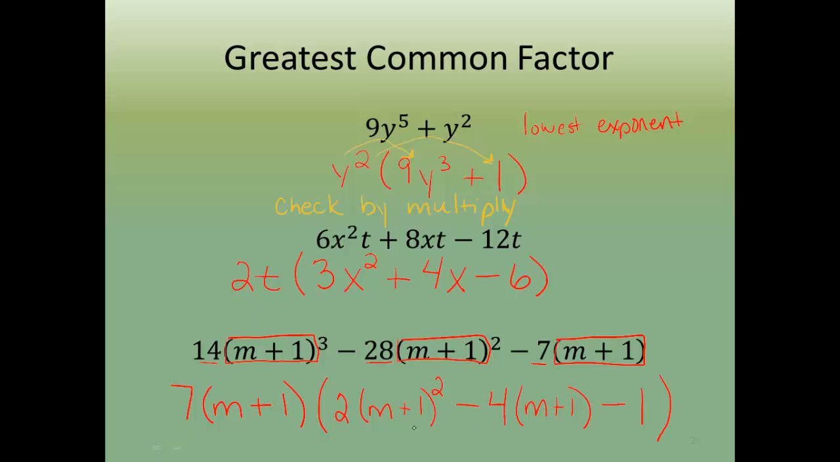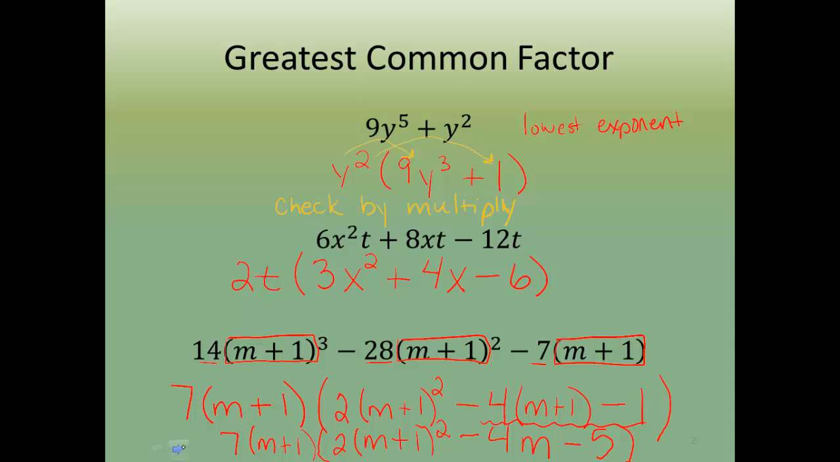What happens on the inside now that I've taken care of that is some of this stuff on the inside can simplify. If I keep everything the same, 7 times m plus 1, on the inside I have 2 times m plus 1 squared. If I simplify this, I have minus 4m, and that's going to be minus 4 minus 1, so I have minus 5. So there's a little bit more simplifying you can do if you want. These are the kinds of greatest common factor you're going to see.